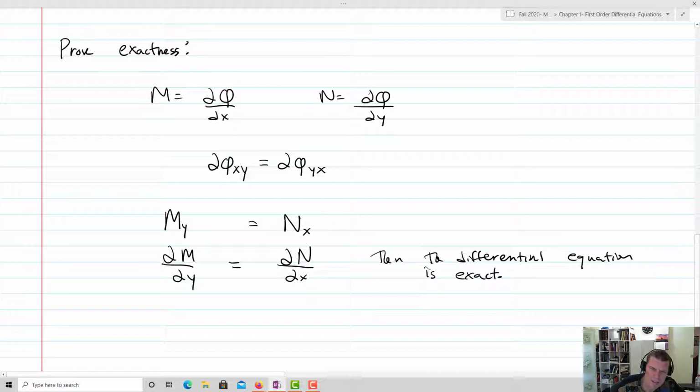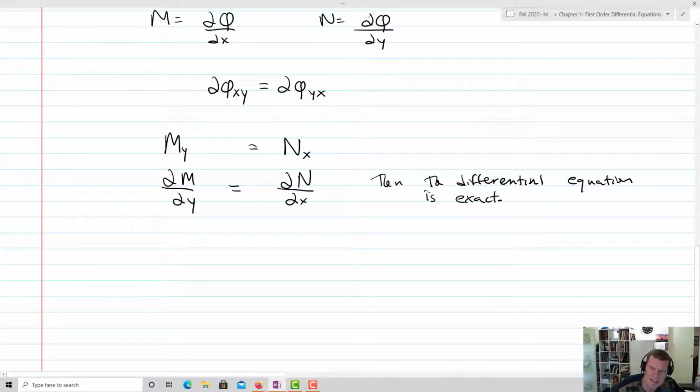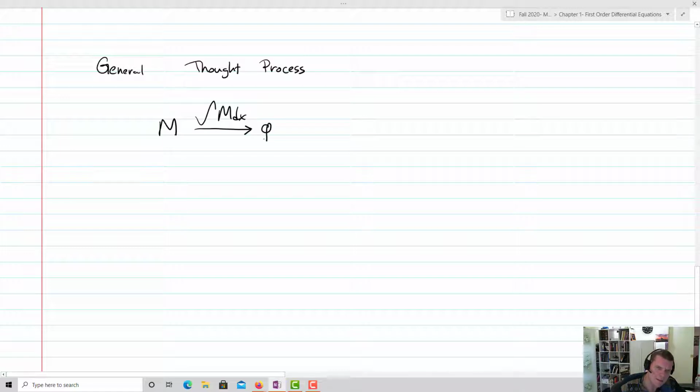Now let's talk about the general idea of how we're going to go about solving this, and then we'll look at some examples, because I think examples are the best way to solve these things. So here's our general thought process. Let's say I start out with M, because I know M. If I take the integral of M with respect to x, I'm going to get phi, because M is the derivative of phi with respect to x.